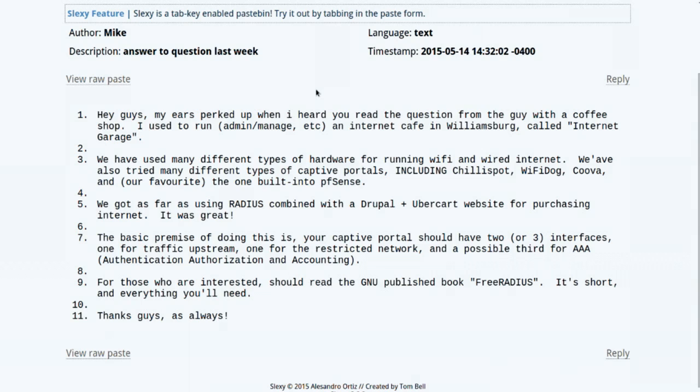Thanks, guys. Yeah, your captive portal will have one that goes out to the internet, one that goes to the internal network of the machines that aren't allowed to go to the internet except through the captive portal, and then a third one that can go to your Radius server where you're going to store your usernames, passwords, and such. Yeah, that's pretty cool. And he says he liked pfSense the most, so check that out. It's another hearty recommendation.